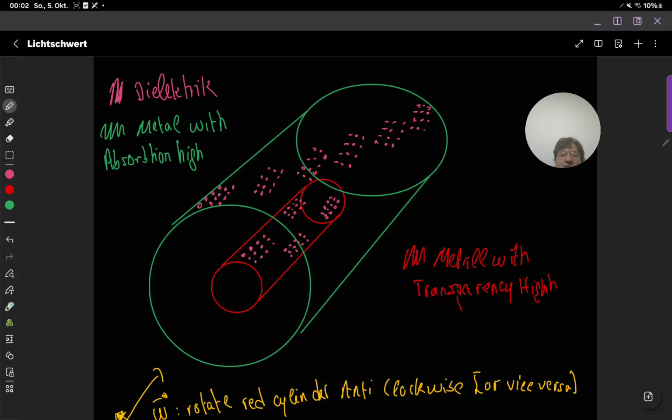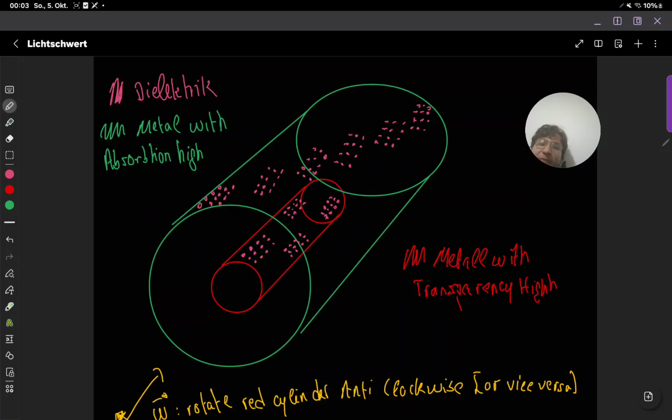So we have two cylinders which are made of metals. One bigger cylinder and inside of it a smaller cylinder. The bigger cylinder in my depiction is the green cylinder, and the smaller cylinder is the red cylinder. And this green cylinder is, so to say, black. It absorbs a lot. And this red cylinder has to be a metal which transitions a lot. It is white. It has high transition coefficients, and the black one has high absorption conditions. So what do we do? We use dielectrics and put them into the metal in a rotating manner.